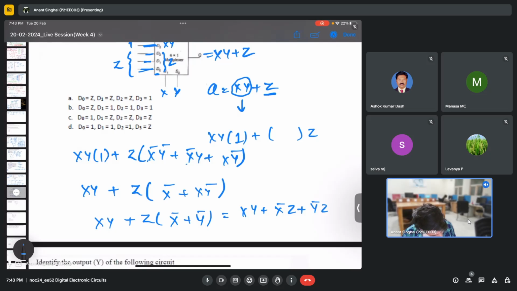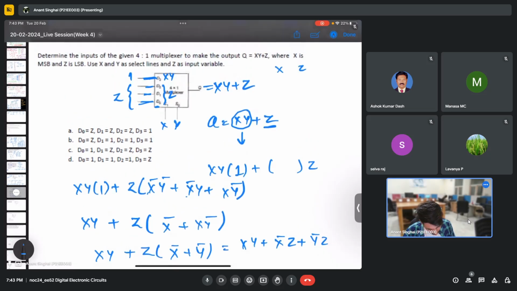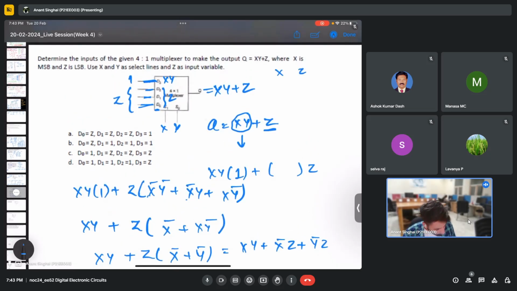Can I take anything common? Okay, so this is not the correct combination, I guess.